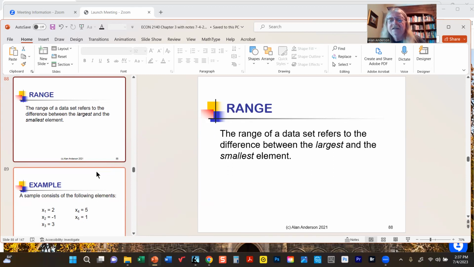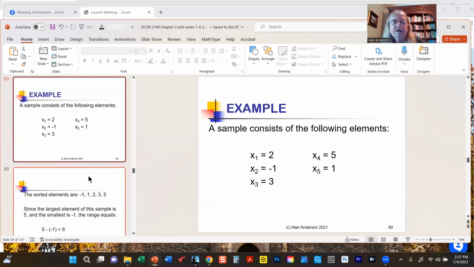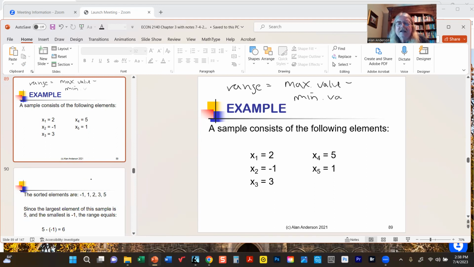The range is a very simple idea. It's simply the difference between the largest and the smallest elements in either a sample or a population. So here's the data set we saw earlier, a sample of 2, -1, 3, 5, and 1. Now, for the range, we'll note here that just like the median and the mode, we have to sort the data. And it turns out there's no formula. Well, I guess technically there is a formula. You could just write it as the range is the maximum value minus the minimum value. But it's not like the sample mean, where we had a nice elegant formula. It just means the difference between the largest and the smallest values. Also, it's the same for both samples and populations.